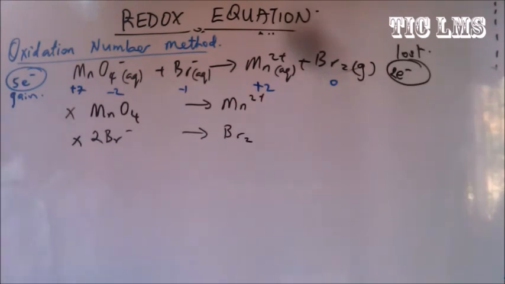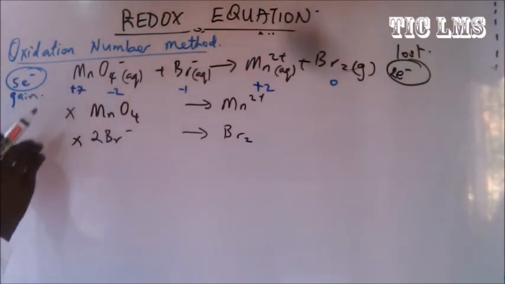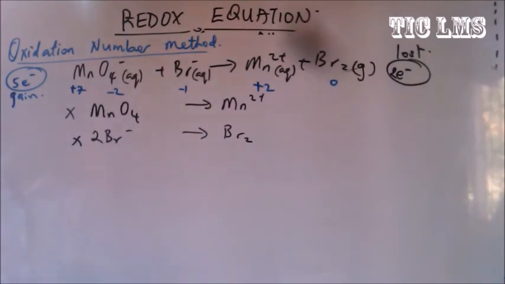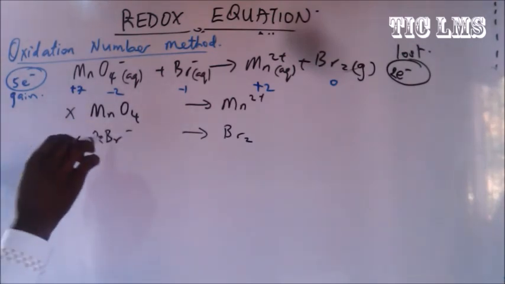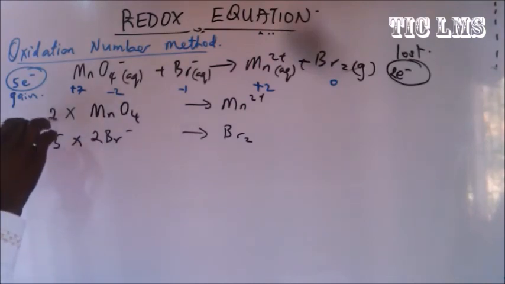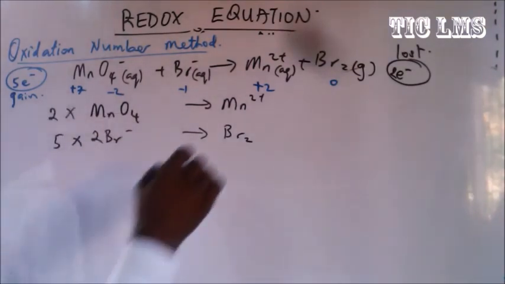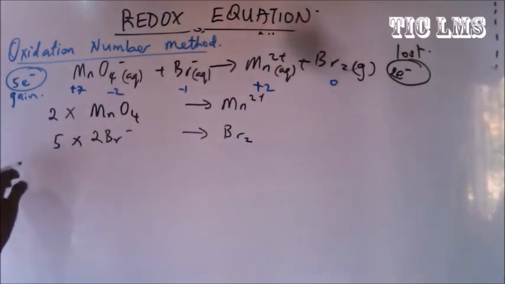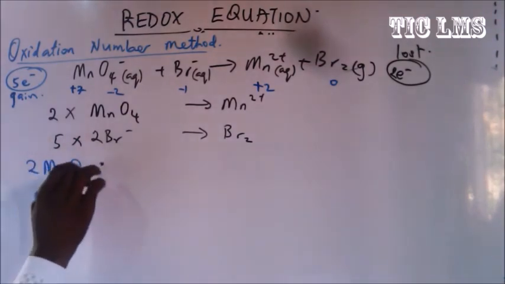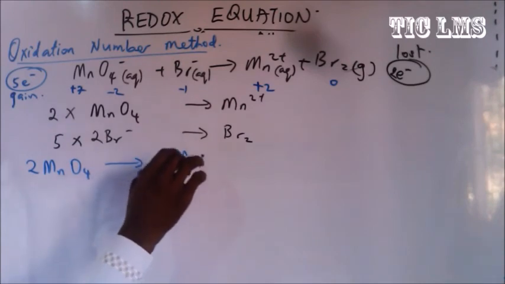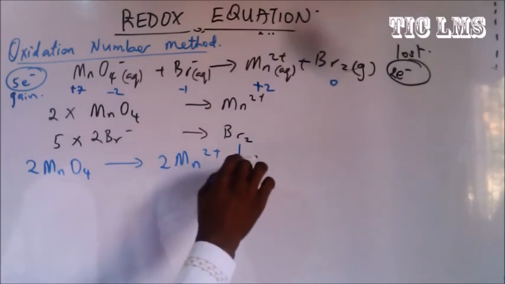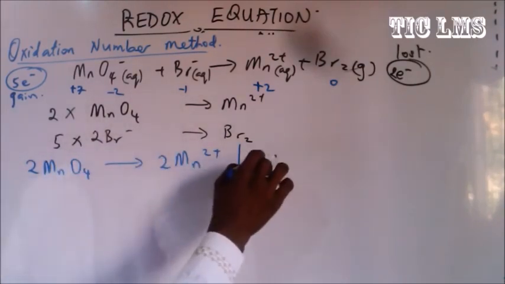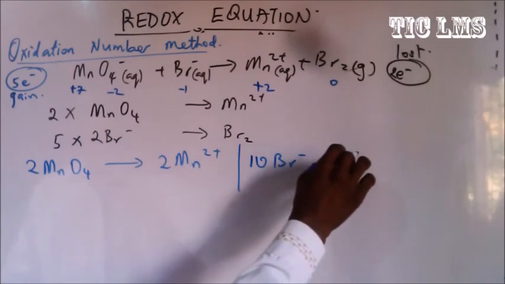And so the next step is to multiply each by the electron lost. We are going to juxtapose it. Now what we do now is to juxtapose the electrons that were lost or gained. Manganese over here gained 5 electrons. So multiply the 5 with this, and then this has lost 2 electrons. We used that 2 to multiply this. So we do that, we'll have 2 MnO4⁻ and then 2 Mn²⁺. That's for the first equation. And then for the second, we have 5 times 2, that's 10 Br⁻, and then 5 Br2.